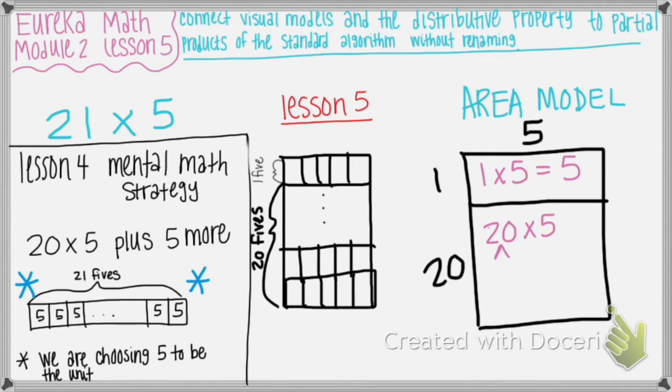And we can utilize the mental math strategies that we've previously learned to decompose 20 into 2 times 10. And then we can use the associative property to reorder that to be 2 times 5 and then multiply that by 10. So this becomes 10 times 10, which is 100. So we get a partial product of 100. And then 100 plus 5 gives us our product of 105.